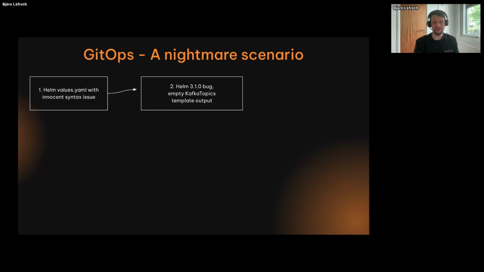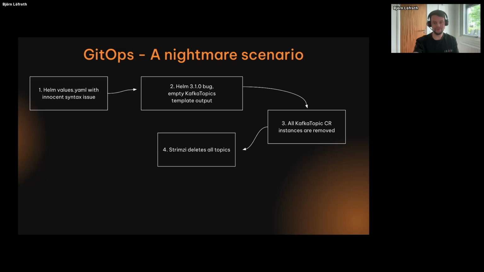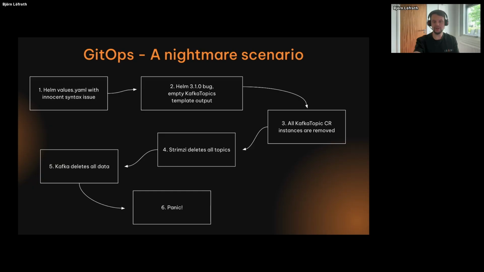And because of a very specific bug in a very specific Helm version that we used, when this was applied in the Kubernetes cluster, we got basically an empty output, but no error message. So what happens then? Well, basically all the Kafka topic custom resources are removed, and then the automation kicks in. Strimzi, of course, deletes all the topics as advertised, and Kafka deletes all the data. And this leads to, of course, panic in the platform team, some analysis, and then some disaster recovery and mitigation.